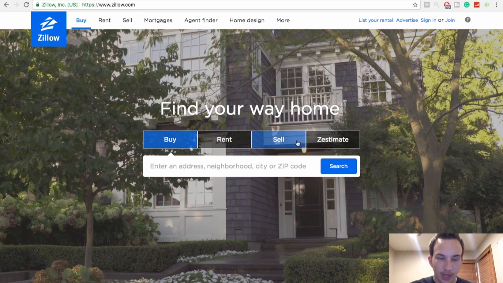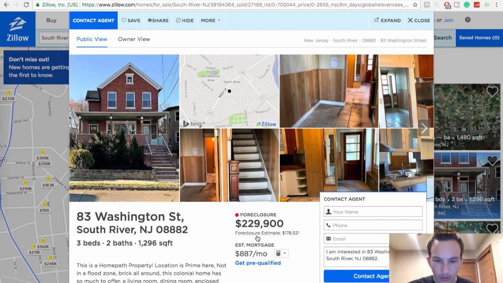I found a house that I think is an auction or a foreclosure for 229,000 in South River. This was actually the city where I did my first wholesale deal, so I know the comps and the area very well. I'm going to show you how you can run comps and find out exactly what the houses are selling for, and then you can do the numbers yourself, 65 times the ARV, to see if it's even worth a deal. So, 83 Washington Street, it's 1,296 square feet, 3 beds, two bathrooms.